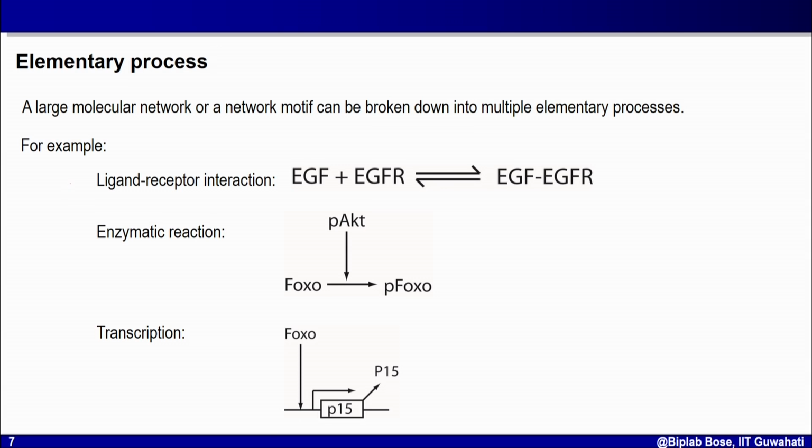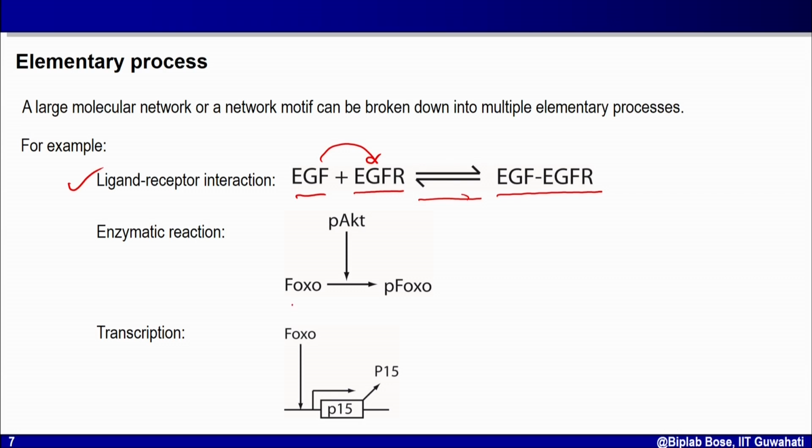Let us take a few examples of elementary processes. For example, ligand receptor interaction. On the cell surface, you have EGFR, the receptor for EGF, epidermal growth factor. So an EGF molecule comes and binds to the receptor EGFR and forms a complex EGF-EGFR. And this complex is autocatalytically activated and some other things are activated downstream. So this binding process, the binding of ligand to the receptor, is actually an elementary process.